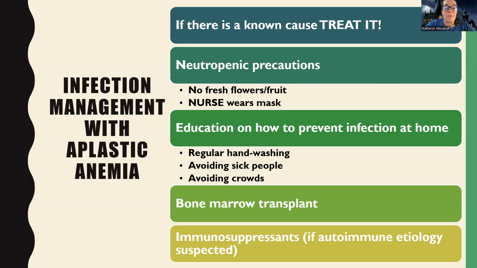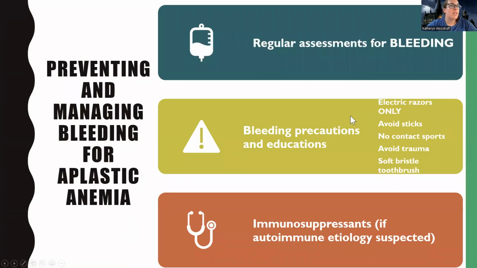Another possible treatment might be immunosuppressants. So if it's an autoimmune cause, then I'm going to need to suppress the immune system even more to stop my body from attacking itself, which is causing the problem. But keep in mind, they already have low white blood cells, and I'm going to lower them even more with those immunosuppressants. So I have to watch this patient so closely if they're on those.